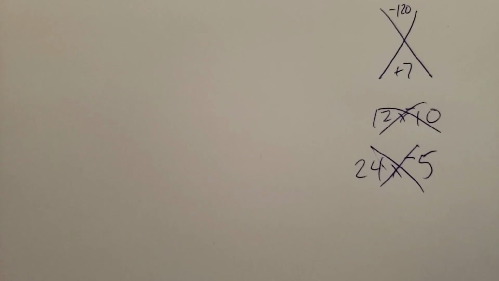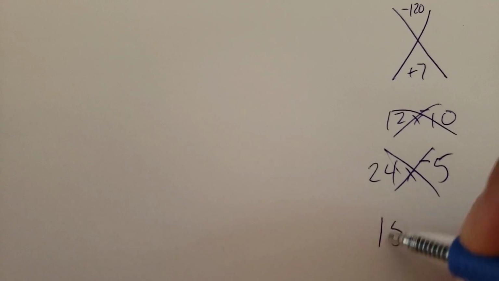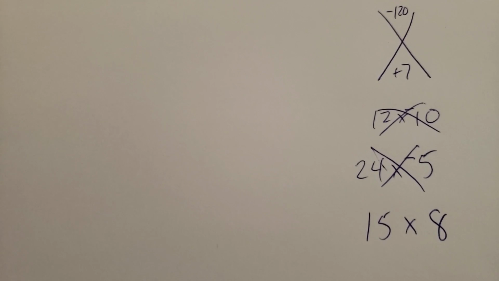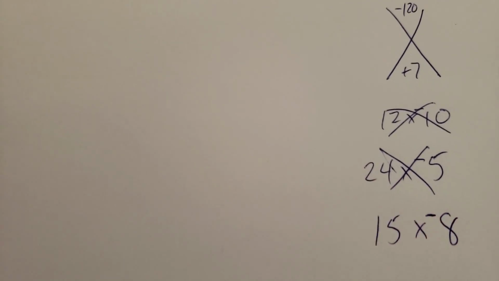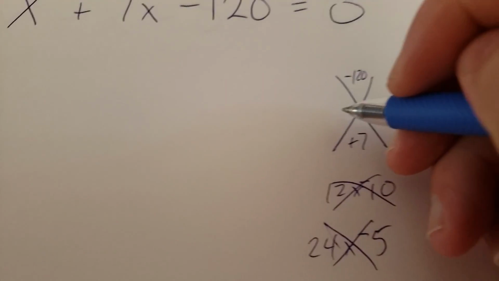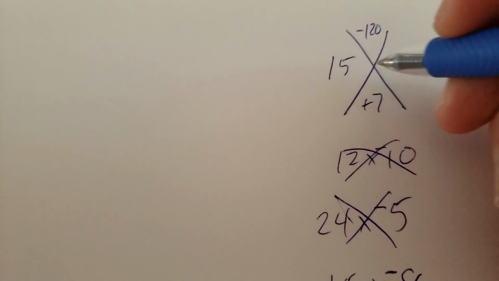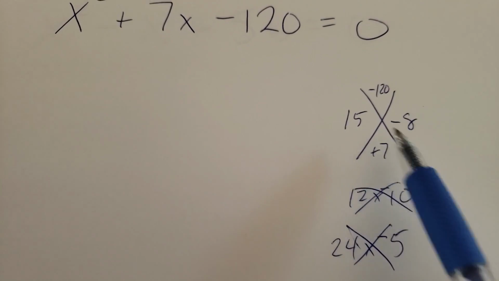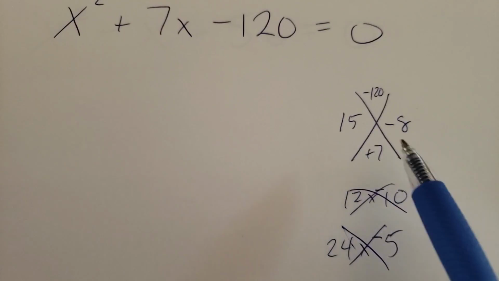Okay, but hopefully you kept working and you found out that it's going to be 15 times 8. And if I make this negative, because the bigger number should be positive because of that, 15 plus negative 8 will make my positive 7. So this is 15 and negative 8. So you can almost figure out that the solutions are going to be the additive inverses of these. It's going to be negative 15 and positive 8.